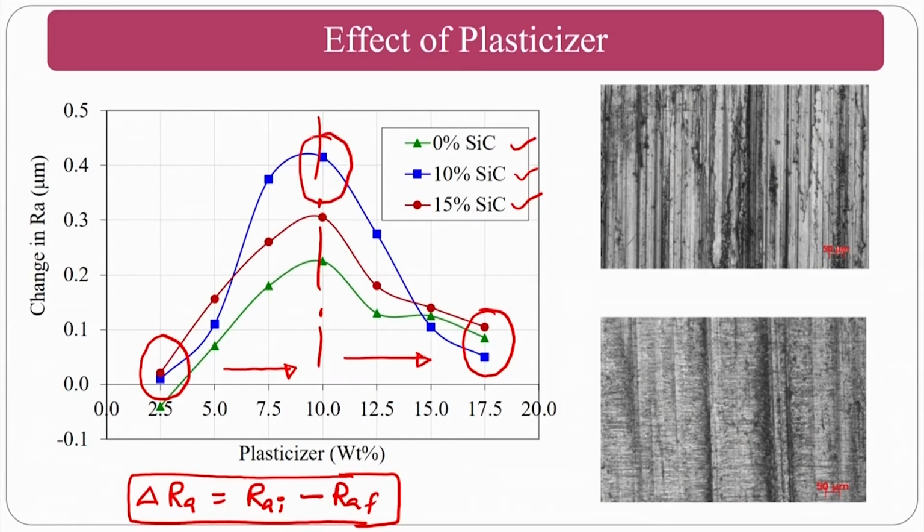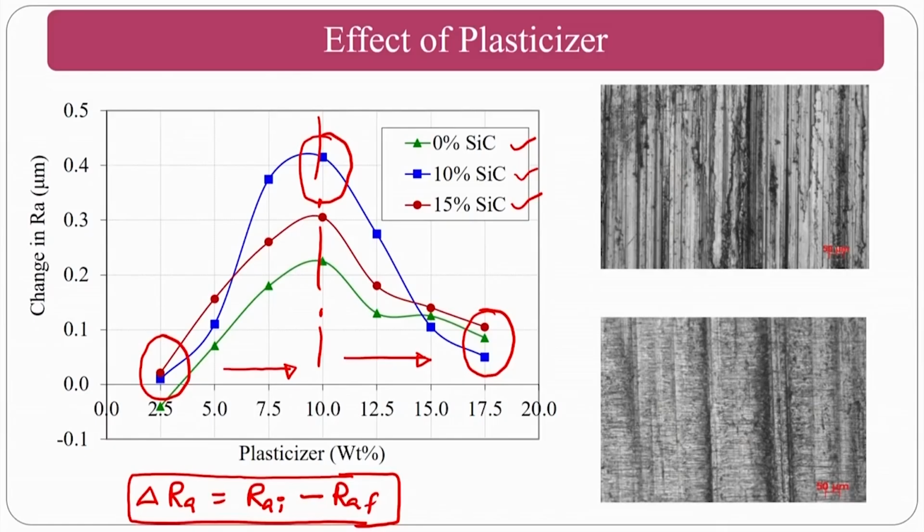If you have too little plasticizer, your polymers are dominating. Normally polymers are dominated by elastic characteristics. If the elastic characteristics are more, what will happen? Your radial force will be very high. If the radial force is very high, what will happen? It will indent more rather than shear. That is why the change in roughness is less.